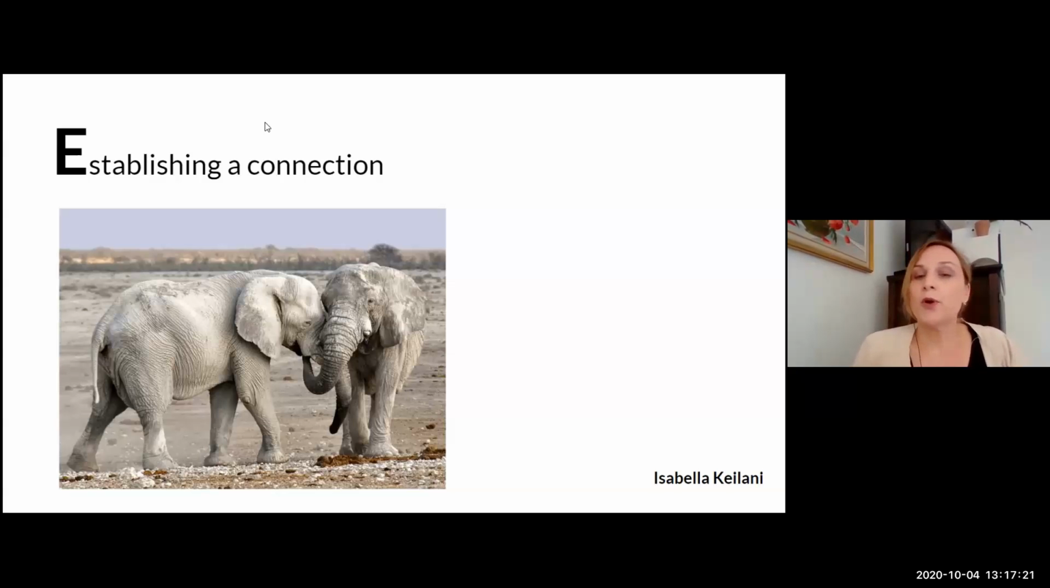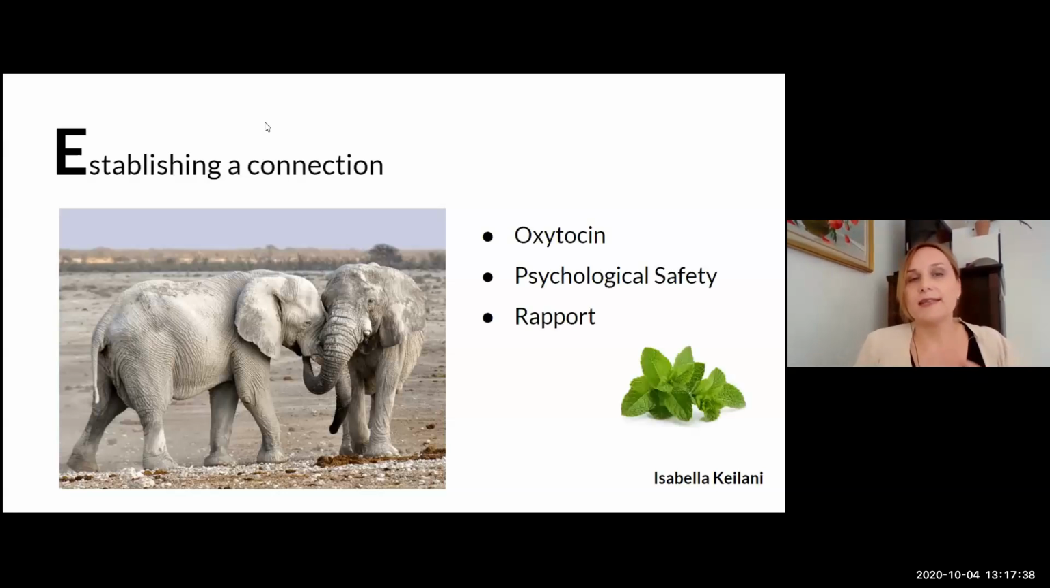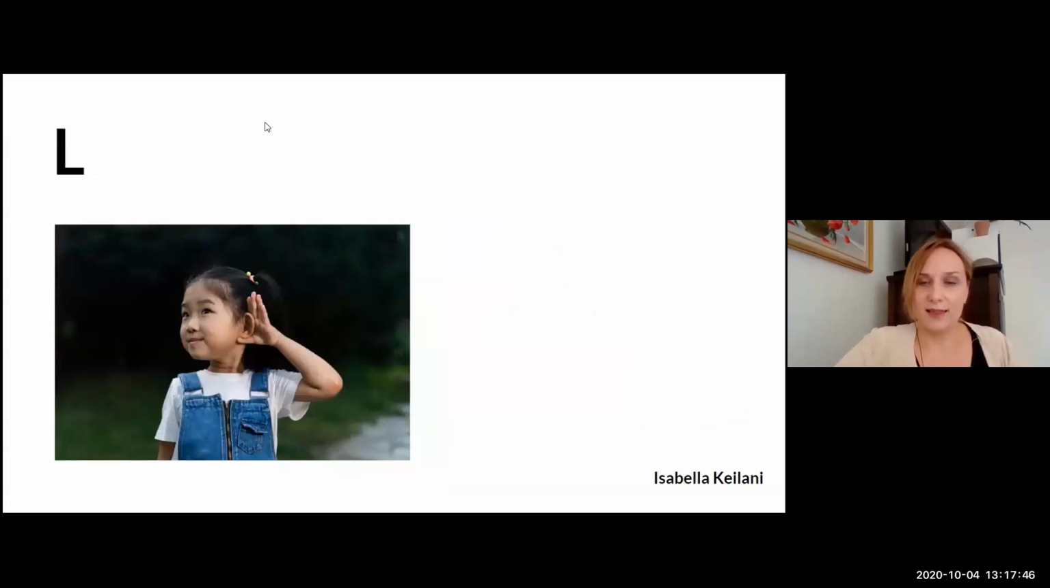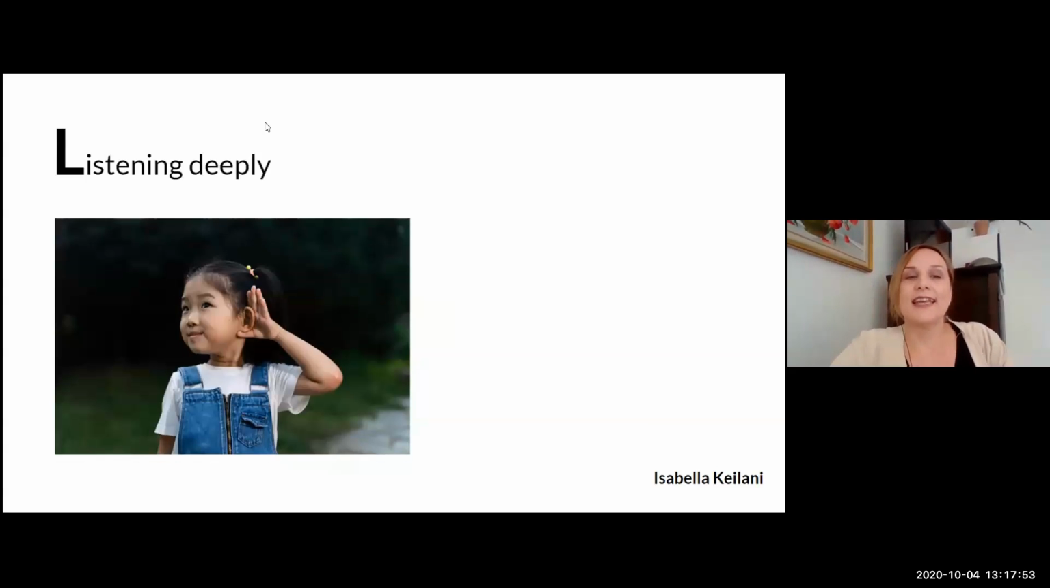You may call it rapport, you may call it nonverbal mirroring, but basically it's all the same. If our students feel connected, they feel safe, they feel okay, and this is how they can learn. So this is for E, establishing a connection, oxytocin, psychological safety, rapport. Now we have L. What could L be? I think the little lady gives it away. L is for listening, and it is for listening deeply.